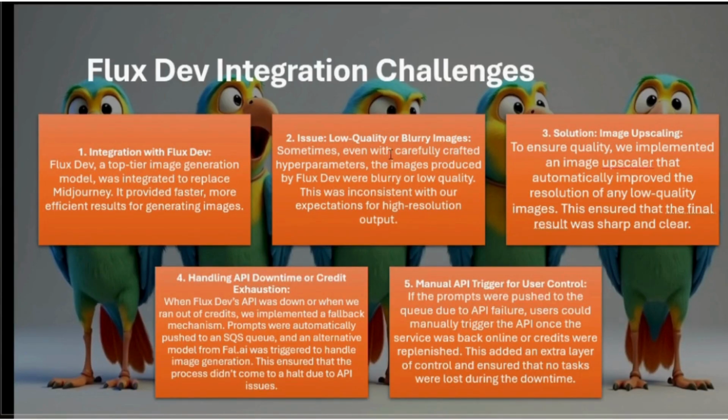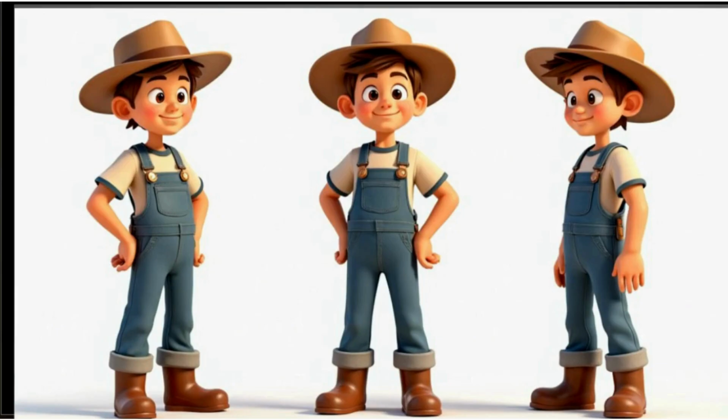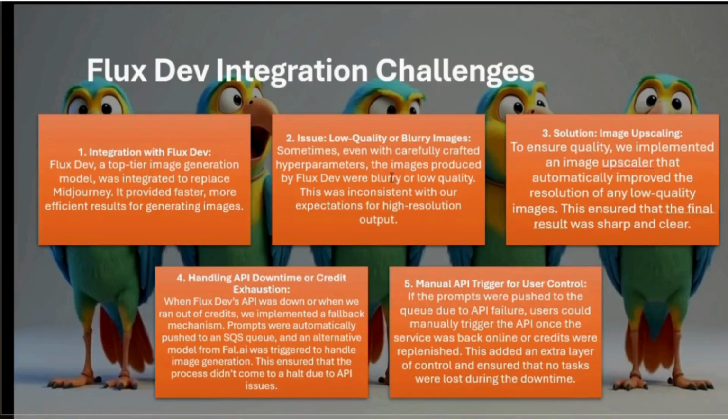This allowed us to improve the resolution and quality of the images, ensuring that the final output met our standards regardless of the initial quality. Another challenge arose when FluxDev's API would either go down or when we exhausted our credits. The process was automated. Whenever the FluxDev API encountered an error or the credits were exhausted, the prompts were automatically sent to SQS. This way, tasks were queued for later processing. If needed, the user could manually trigger the API to retry image generation once the FluxDev service was back online or credits recharged.